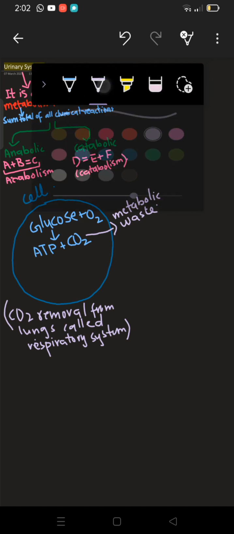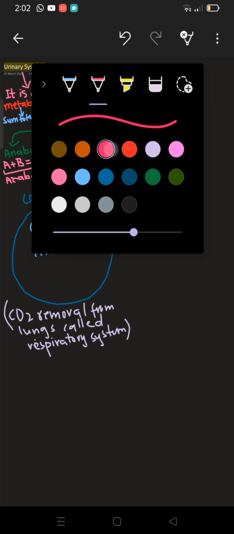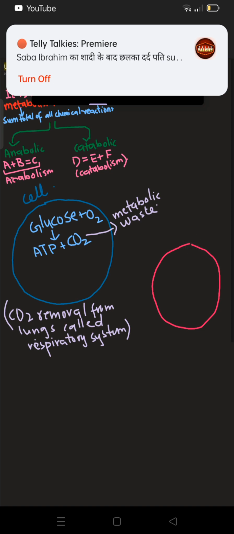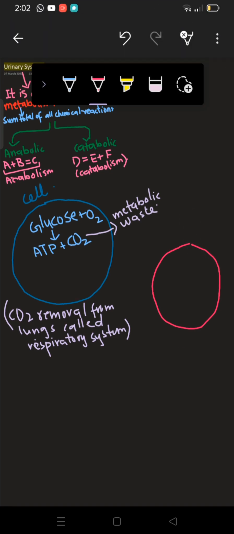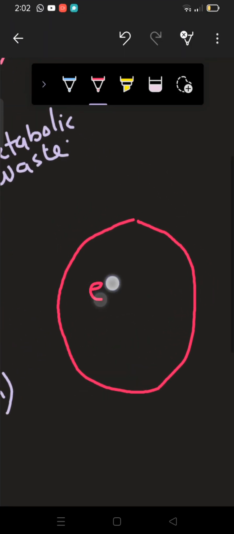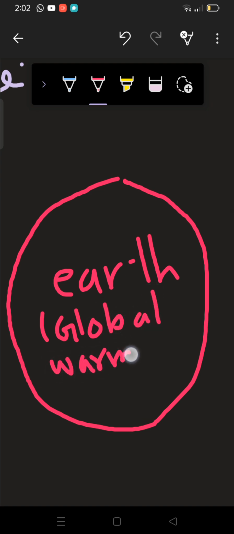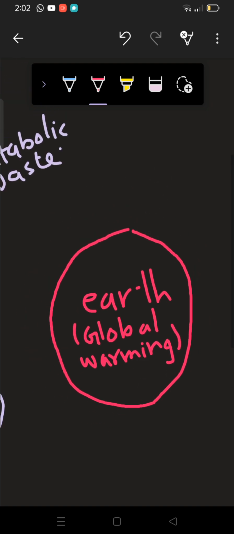Alright, so let me make the earth here. So basically this is the earth we do have. Now I'm going to tell you about global warming. This is the earth we do have, and we know that when the carbon dioxide amount increases in the earth, it will cause global warming. This would be known as global warming.